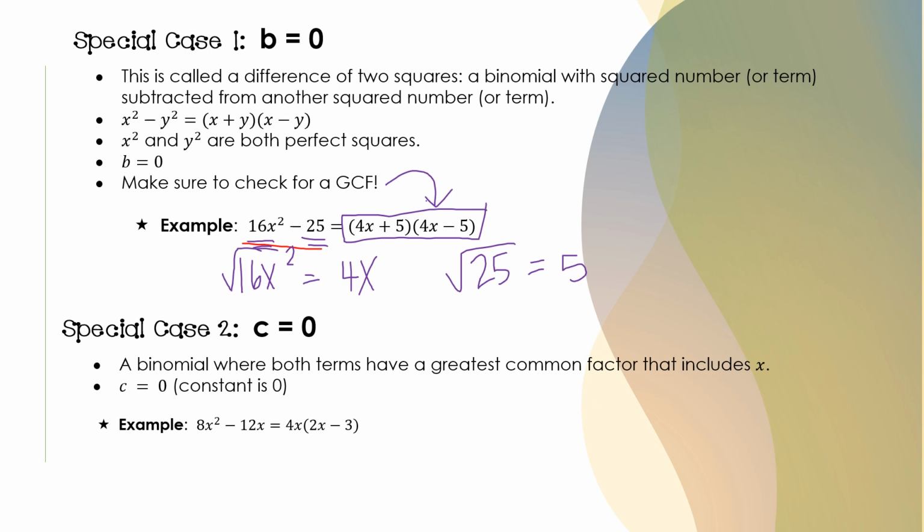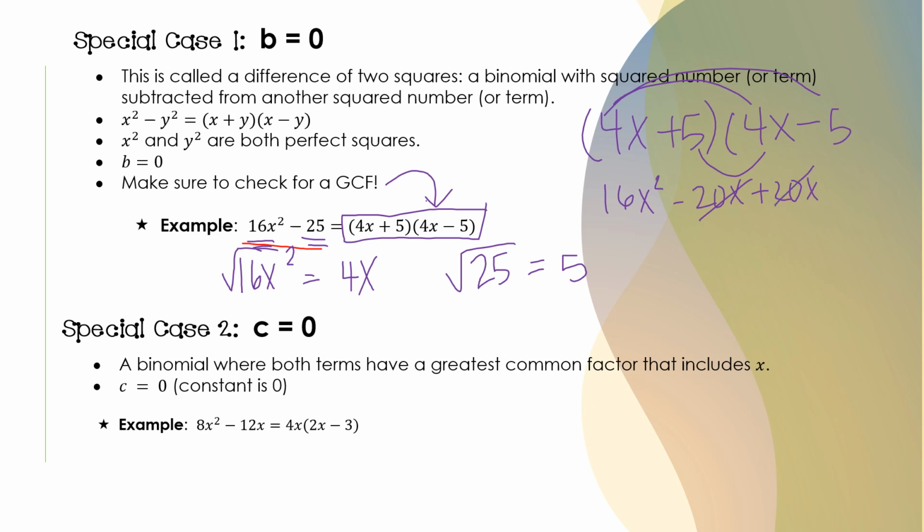And again, I'll reiterate this when we get into the examples, but for this one, you can always check your work. So 4 times 4 is 16x squared. Then 4 times 5 would be a negative 20x and then a positive 20x. Well, a negative 20x and a positive 20x are going to cancel out, which is what we want to happen because our original does not have a b. And then 5 times negative 5 is negative 25. So we end up with 16x squared minus 25.